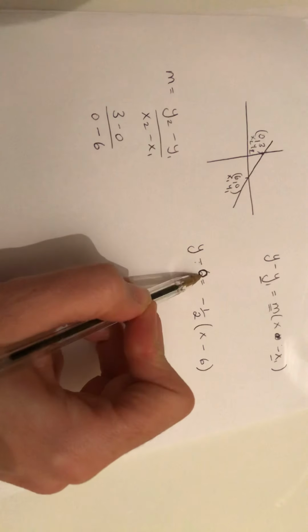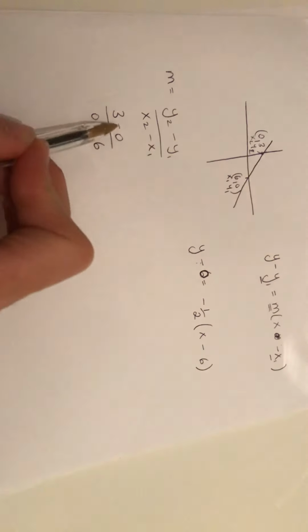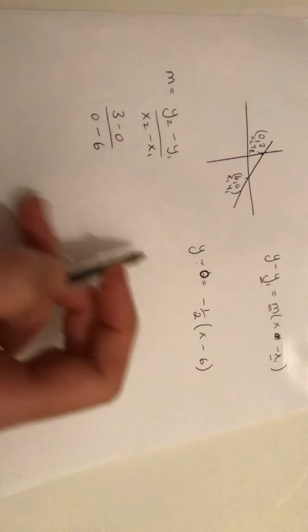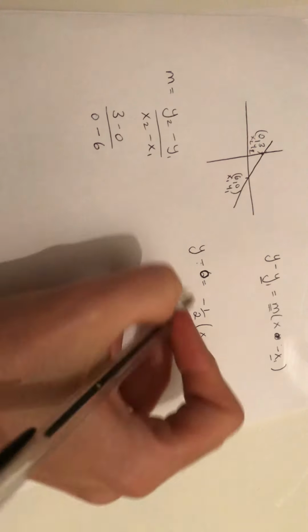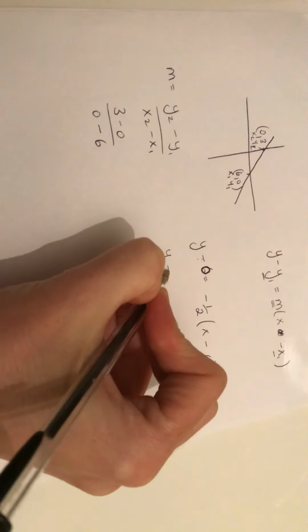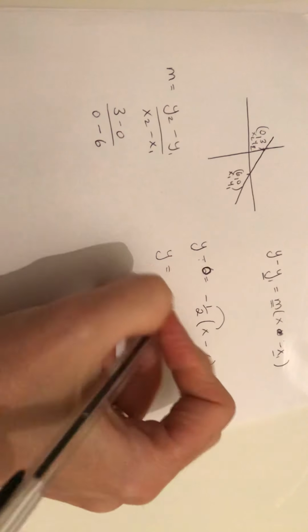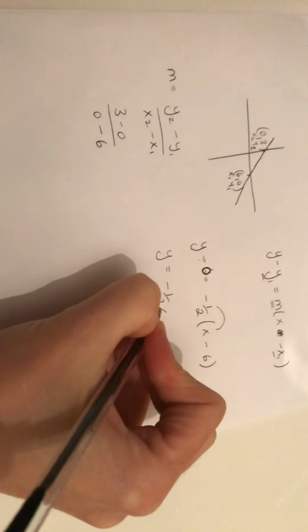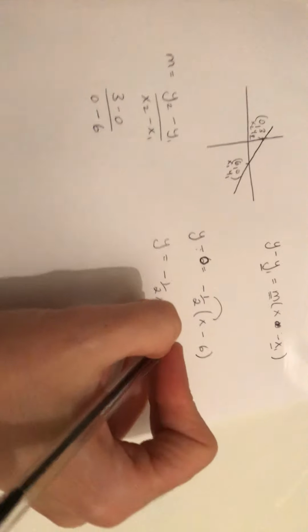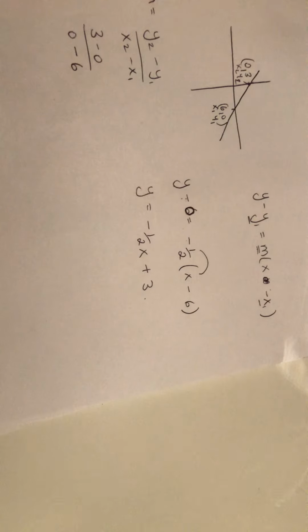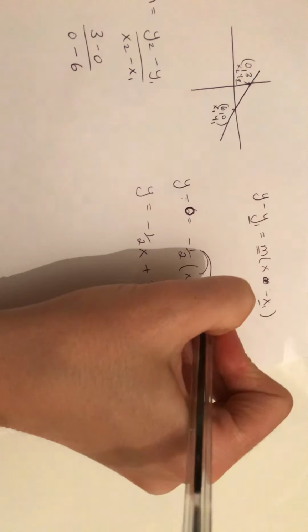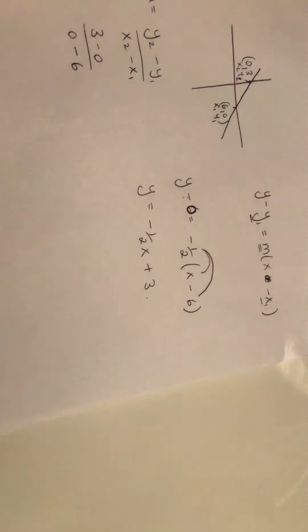Y minus Y1 is equal to my slope, bracket X minus X1. So Y minus 0 is just Y. Minus a half times X is minus a half X. And minus a half times minus 6 is plus 3. Again, just throw that into your calculator. You don't have to know how to do that. So the cleaning up of this is basic algebra.